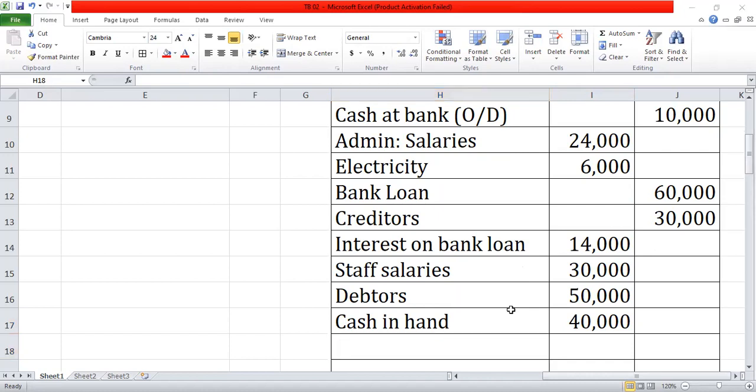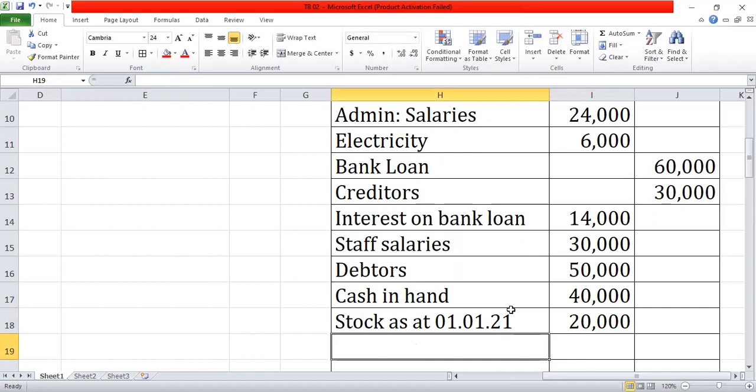Then I told you stock. Stock as at 1st of January 2021. Some students say recognize it as an asset. It doesn't matter. But the most correct answer is it is not an asset. It becomes an expense. So it doesn't matter even if it is an asset or expense. We record the balance in the debit column. See, 20,000 asset, sorry, expense.